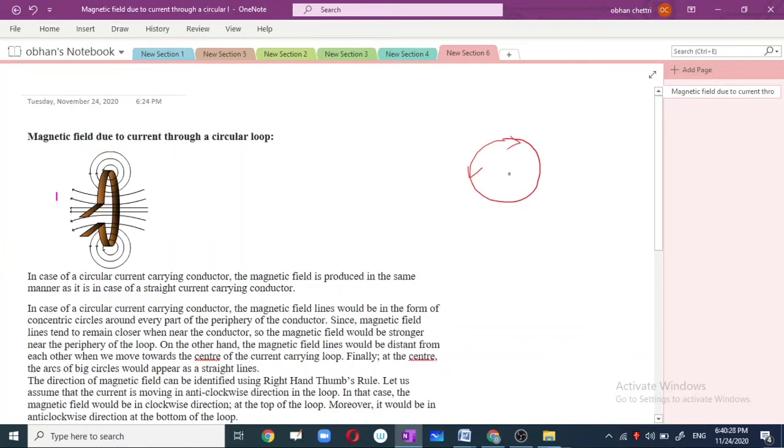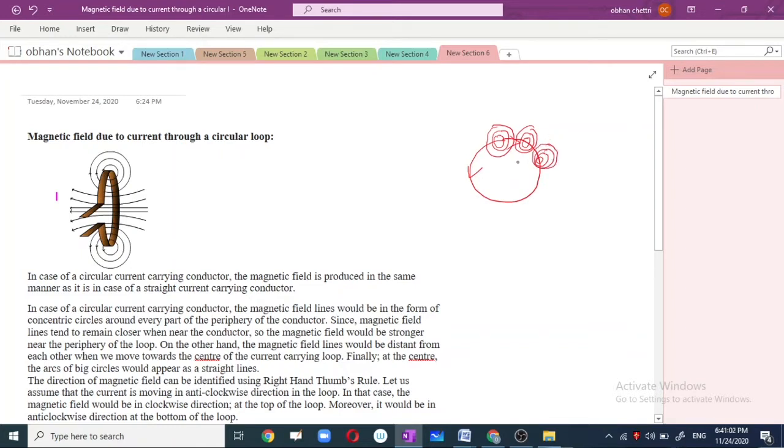Those are the very important things that we should remember in case of a current carrying straight conductor. Now I'm coming to today's topic, magnetic field due to current through a circular loop. When a current is carried in a circular loop, a magnetic field is set up in the form of concentric circles in every part of the circumference of this circular loop. Here also there is a concentric circle of the magnetic field, throughout the periphery of this circular loop.